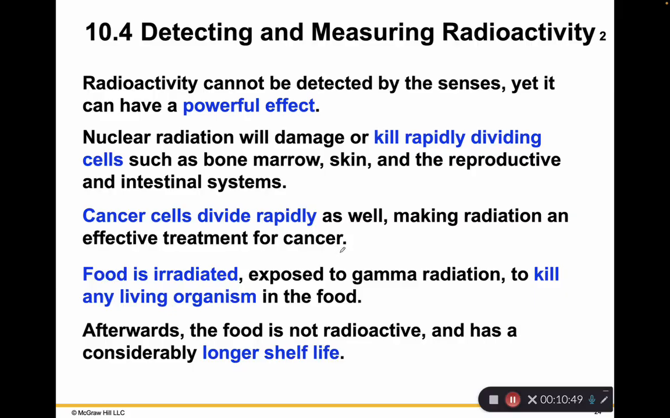All right, so that's the application. Food is irradiated whenever we expose it to gamma radiation. That will kill any microorganisms in the food. So for sanitation and hygienic purposes, we irradiate food or materials with gamma radiation. Afterward, the food is not radioactive, it is germ-free, and it has a considerably longer shelf life. Okay, so that's the application.